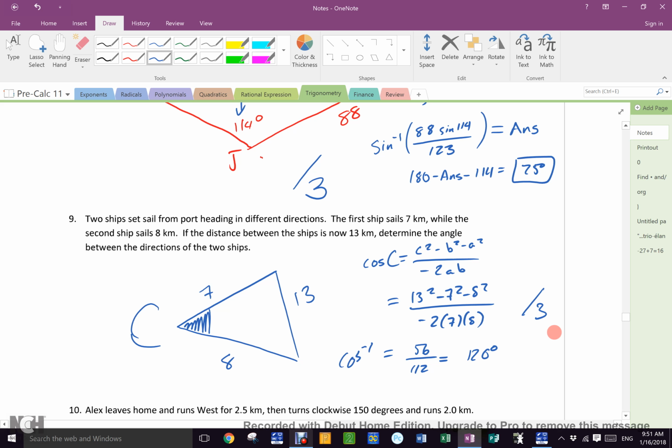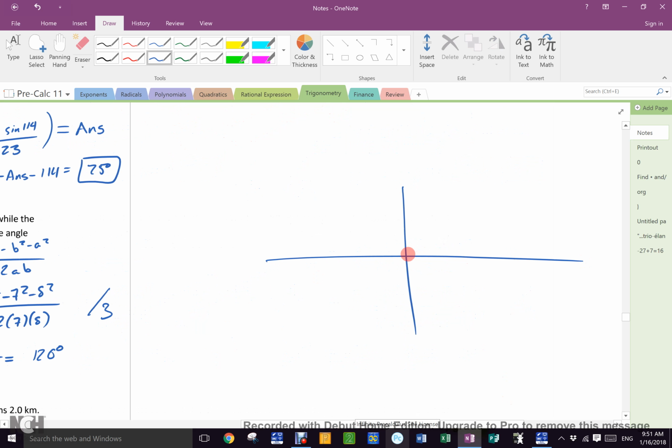Hold up, let me wait. 120 is out here, yeah? So what's the reference angle? 180 minus 120, which is 60, right? Agreed? And you said it was 60 here, right? Well, let's think about this for a sec.